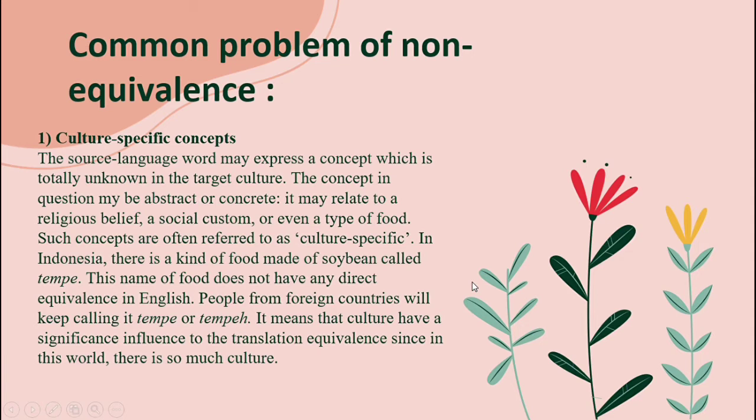In Indonesia, there is a kind of food made of soybean called tempe. This name of food does not have any direct equivalent in English, and people from foreign countries will keep calling it tempe. It means that culture has a significant influence on translation equivalence, since in this word there is so much culture.